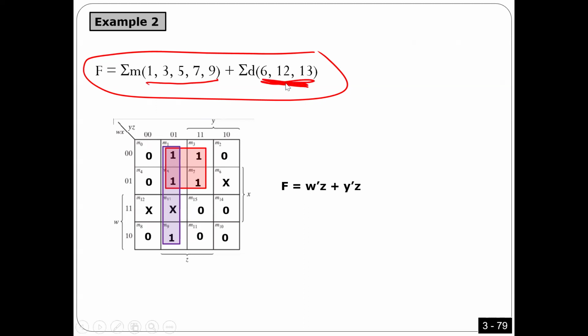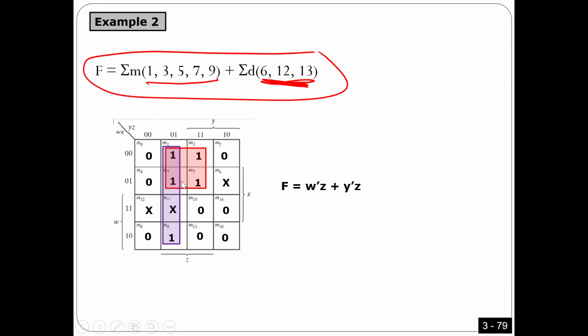In these locations I have to put 1. So in location number 1, 3 is here, 5 is here, 7 is here, 9 is here. These are the locations of ones. These are the locations of don't cares: in number 6, I'm going to put x. In number 12, I will put x. In number 13, I'm going to put x. Is that okay? Now let's see how you can do the simplification.